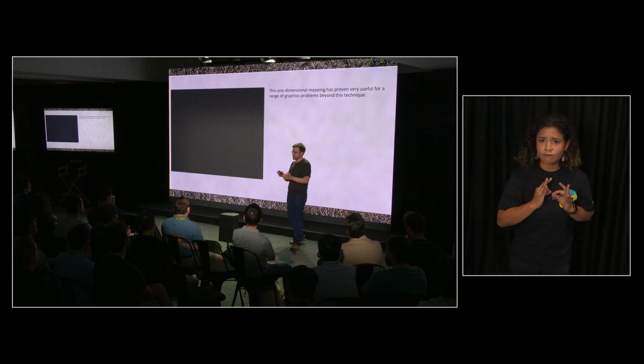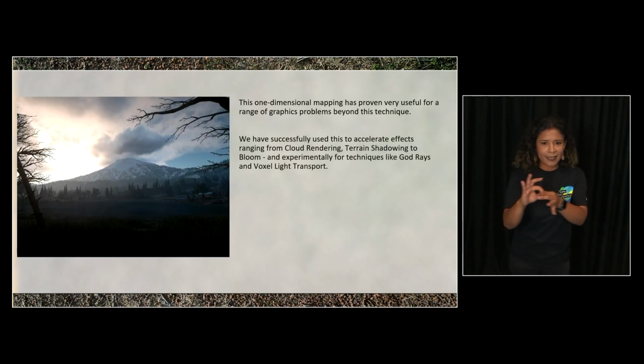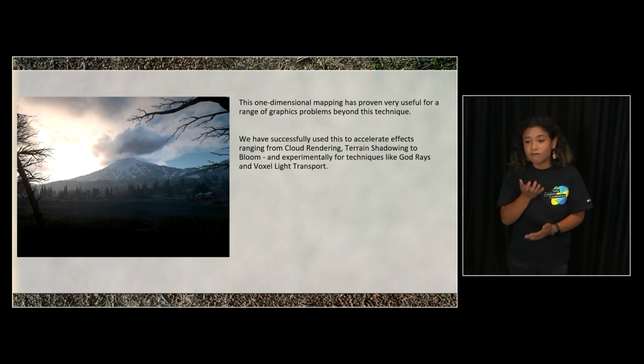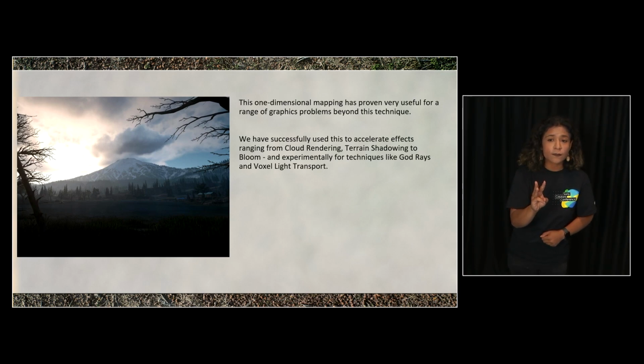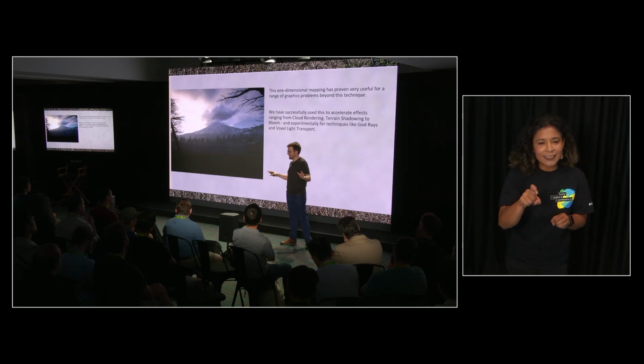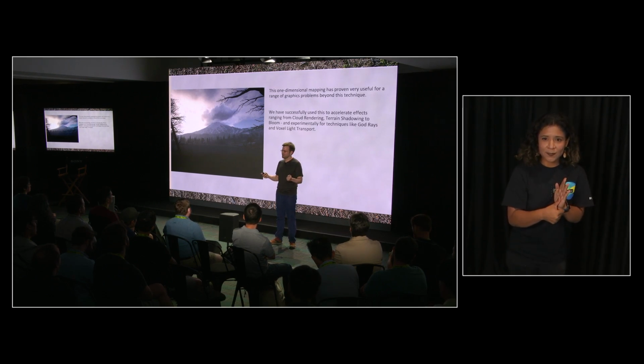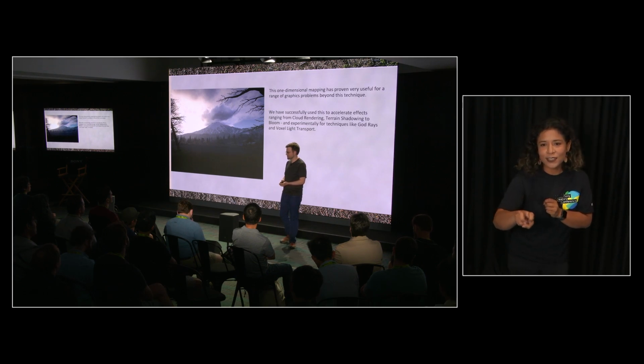As an aside, this one-dimensional mapping has proven really surprisingly useful in a bunch of seemingly unrelated cases. Probably the most notable one is cloud rendering. We've used that to accelerate cloud rendering quite a bit. Terrain shadows, so swept shadows on terrain. A really bizarre one was bloom, because in certain cases you can even do divide and conquer within this one-dimensional wavefront. And experimentally, we've used it for God rays, which looked great, but almost looked too good and needed literally like 10,000 samples to look great. And voxel light transport, which was so cool, but yeah, cache thrashing just kind of killed it.